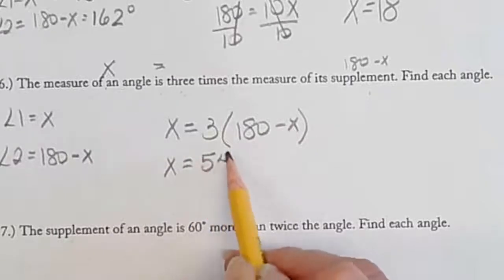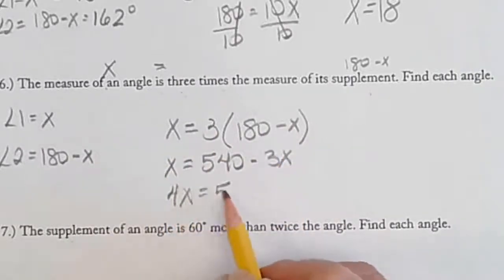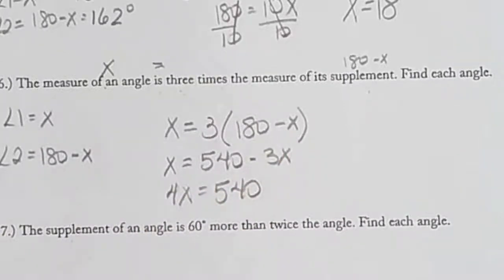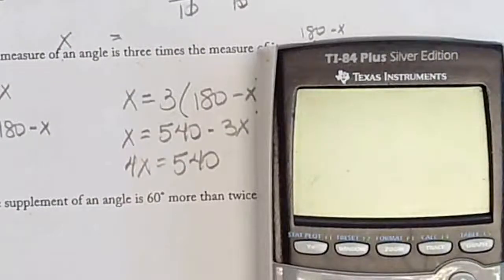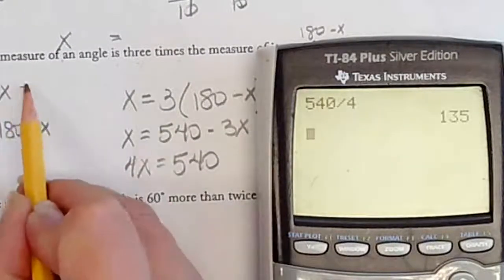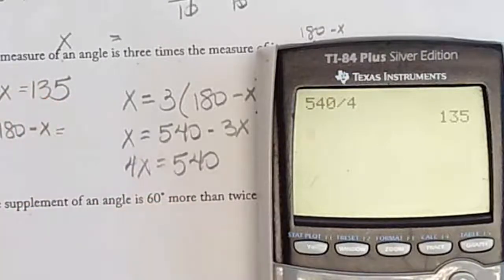540 divided by 4. Oh, 135. Maybe I should have been able to do that. So my x is 135, and then 180 minus 135, 45. Okay, horrible. Sure, I just did 135 more time.